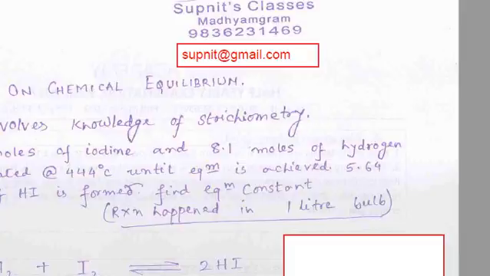So what does the problem statement say over here? 2.94 moles of iodine and 8.1 moles of hydrogen are heated at 444 degrees Celsius until equilibrium is achieved. 5.64 moles of hydrogen iodide, or hydroiodic acid, is formed. Then we have to find the equilibrium constant.